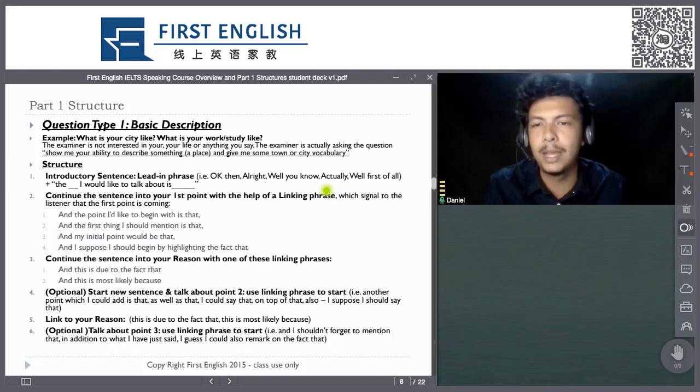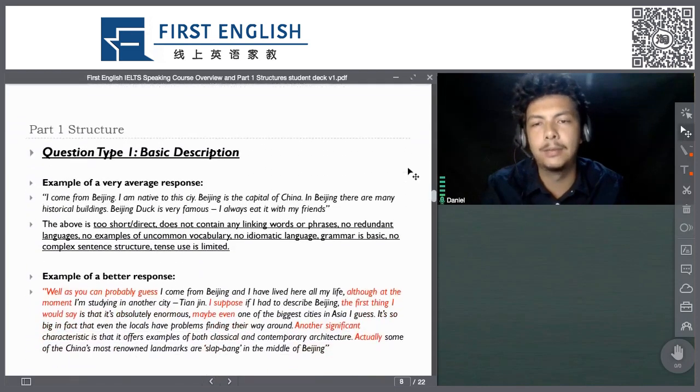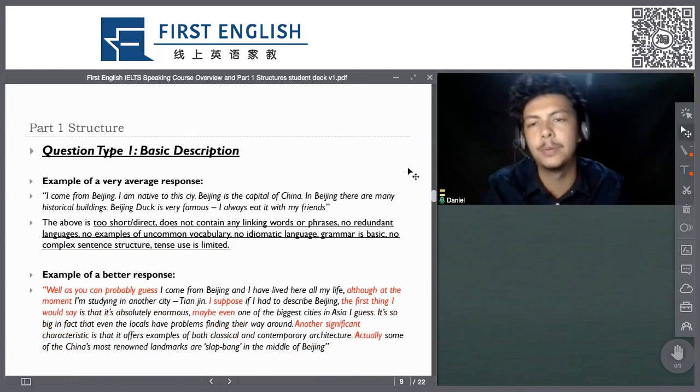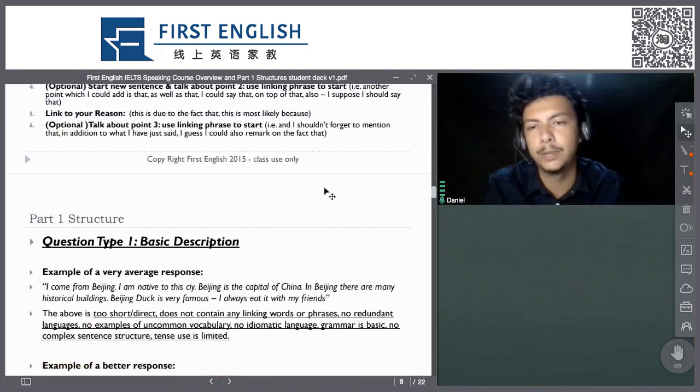So in any case, I'll bring that up again. I'll reiterate that point because it's very important, and a lot of people forget that as we go through some of these question types and so on. But let's look at the structure now of how to answer a basic description style or type question. In fact, before we do that, let's look at an example of some answers or some responses that people would give to this style of question.